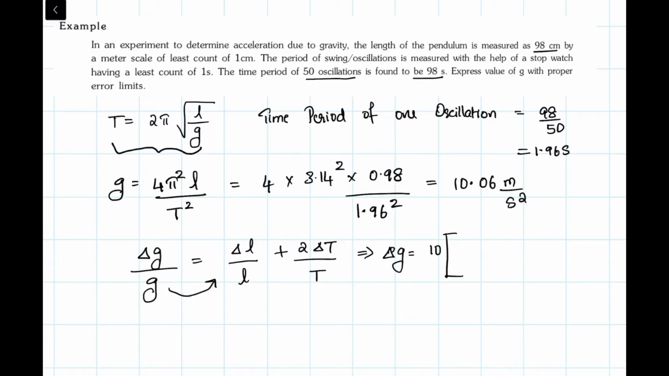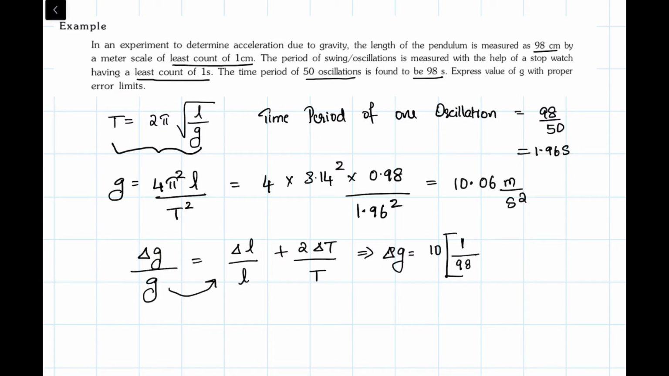Delta L, for that they have given a hint. The hint is the least count of time is 1 second, and least count of distance is 1 centimeter. Okay, that is the hint they have given. So how will you substitute? Since it is given 1 centimeter as the least count, instead of converting into meter, we can write delta L by L like this, so that the conversion will get cancelled.